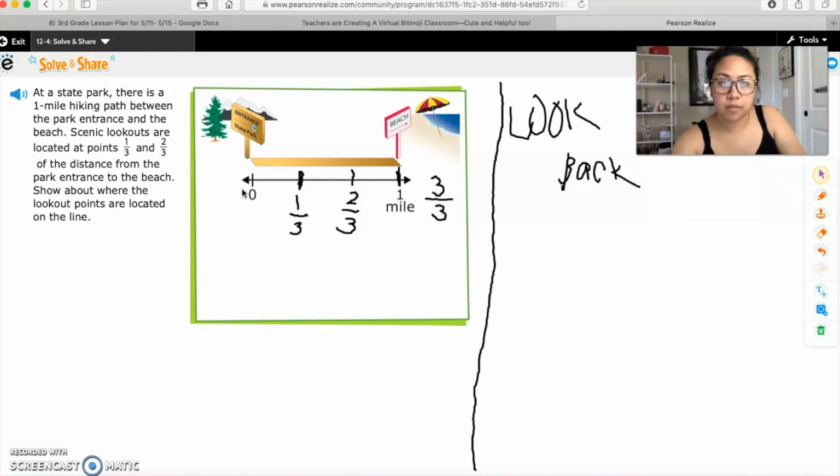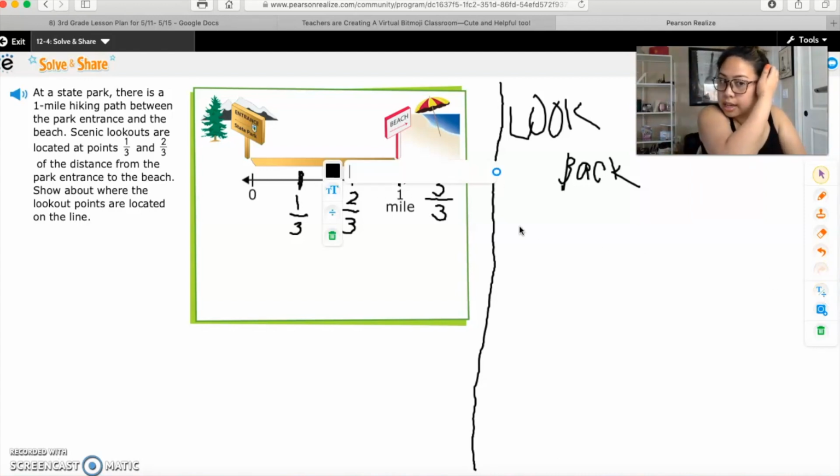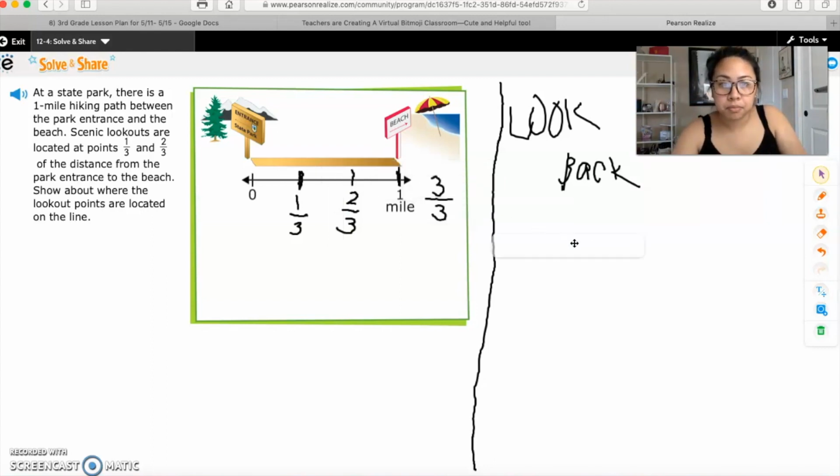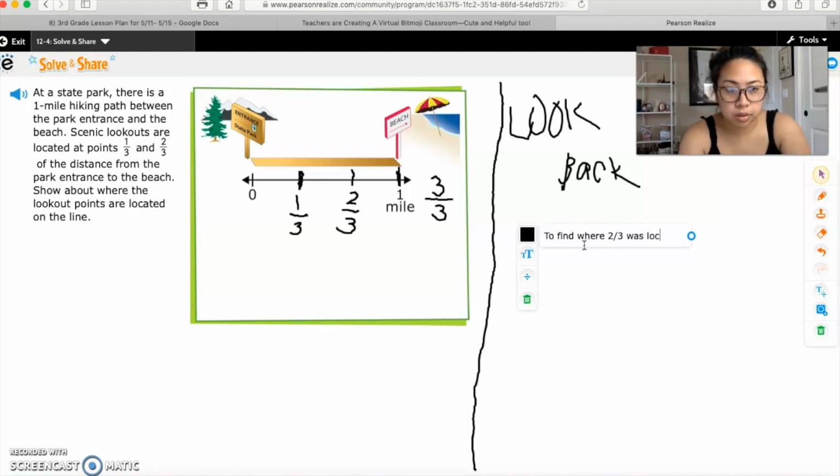So we know that if we cut one section, it was 1/3. If we cut 2 sections, that's how we found out it was going to be 2/3. And then for it to be a whole and 3 out of 3, we had to cut 3. So let's go ahead and say, so this is your look back. Let's go find where 2/3 was located.